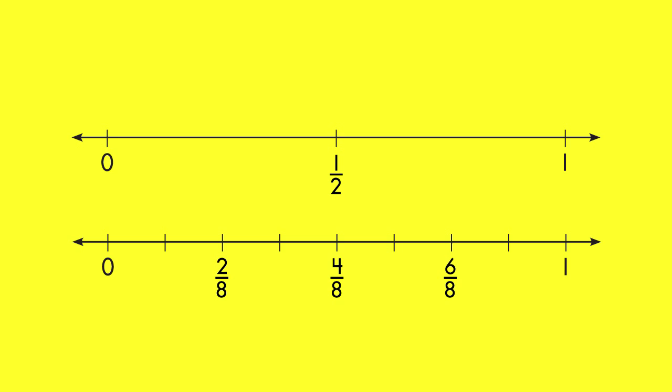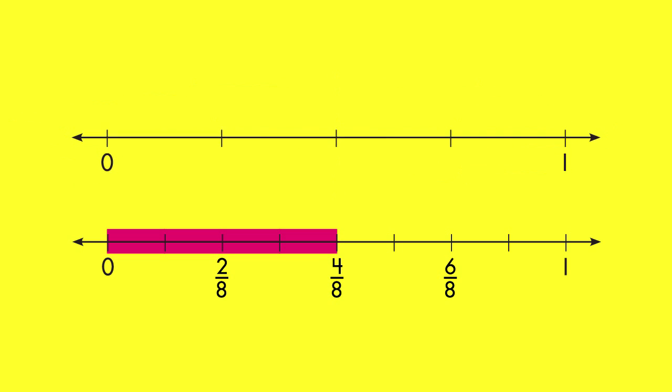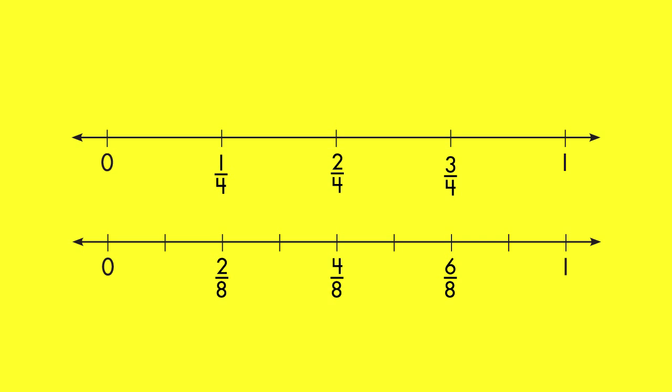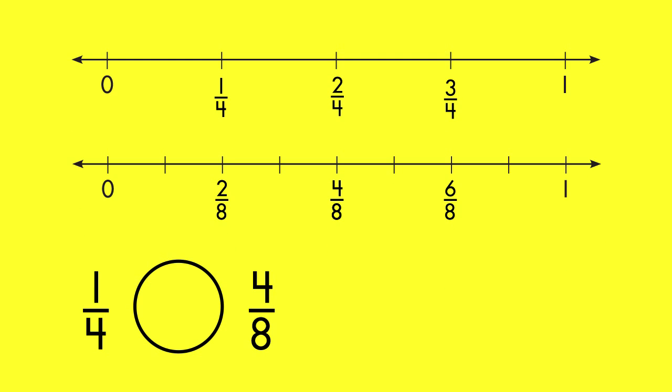We can see equal fractions, or equivalent fractions, on number lines. 1/2 is equivalent to 4/8. 3/4 is equivalent to 6/8. Number lines can also help you compare fractions.